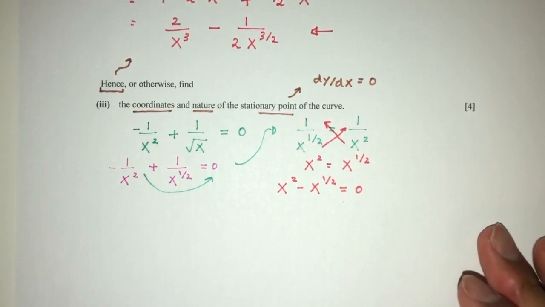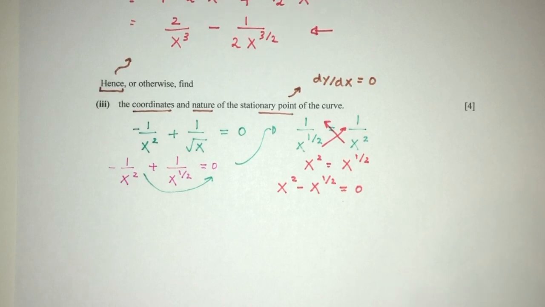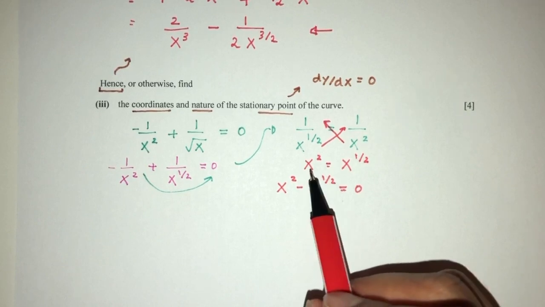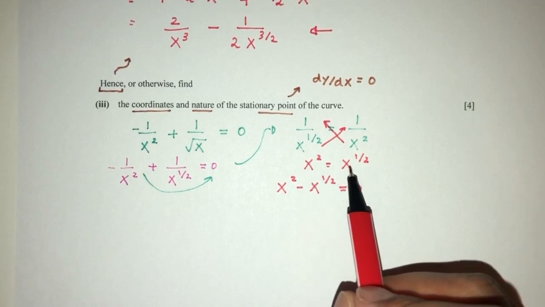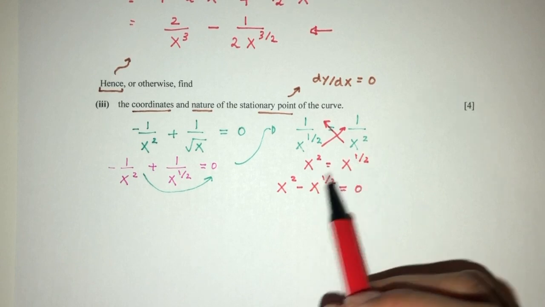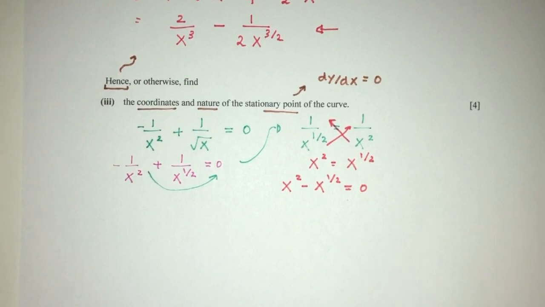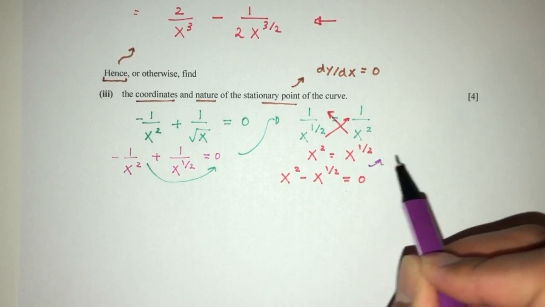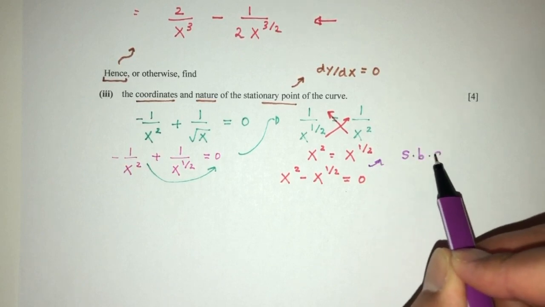Okay, so what's next? We have to find a way to simplify this equation. For example, here, because we have those powers like 2 and a half, it's kind of hard to work with, right? But the main idea we can use here is that we can just square both sides.